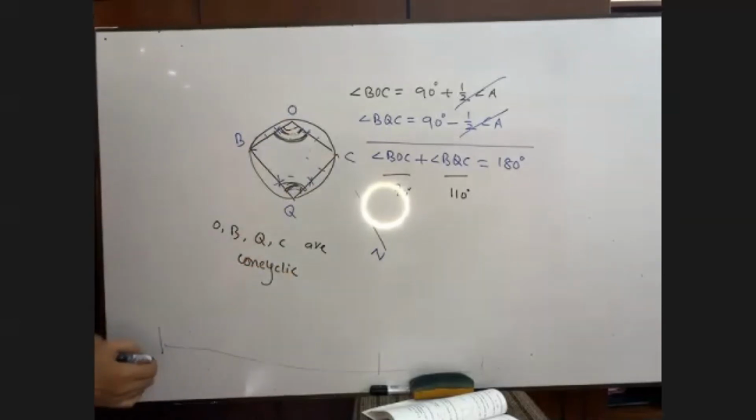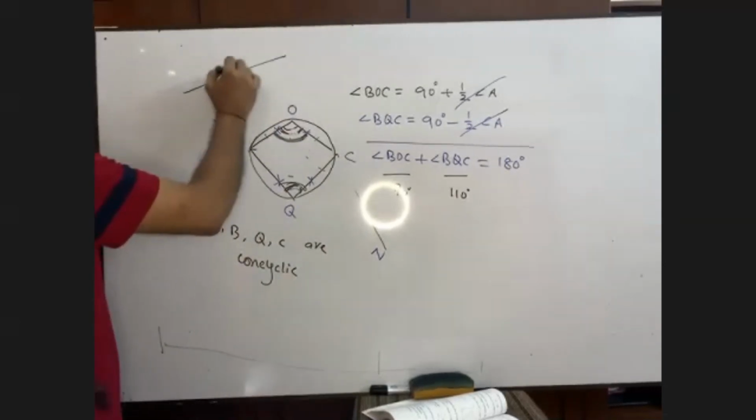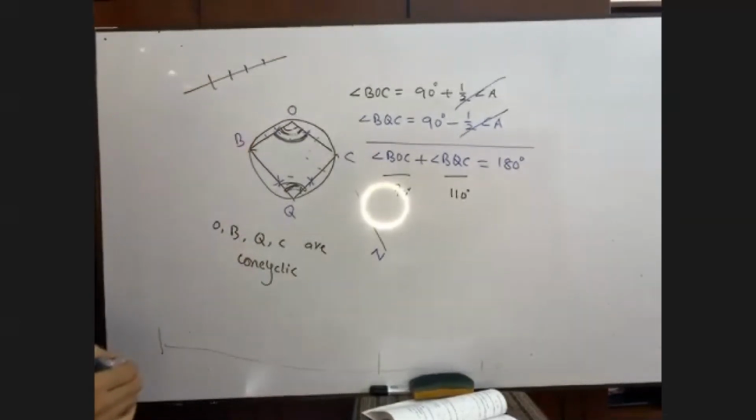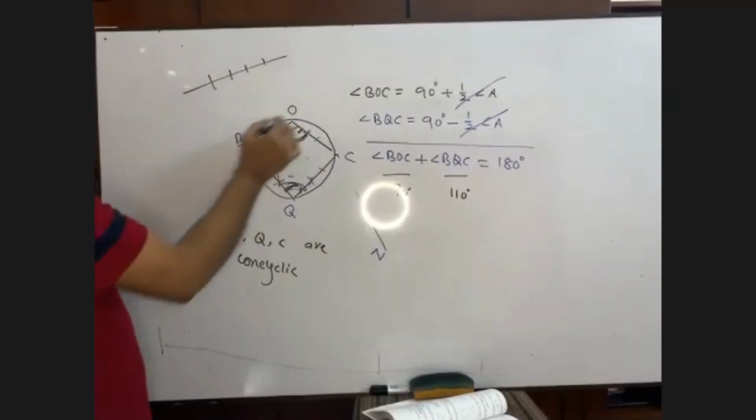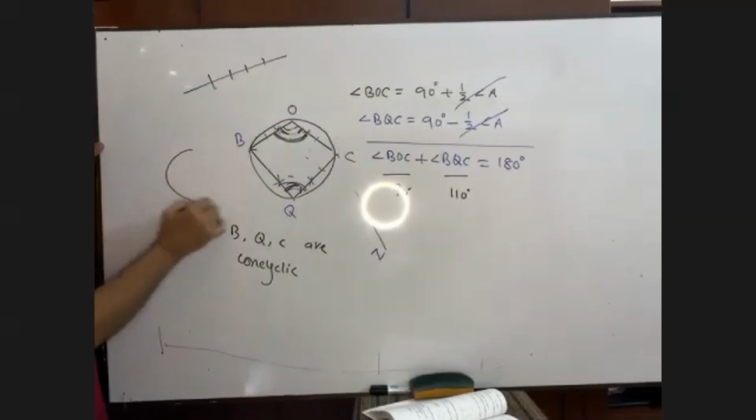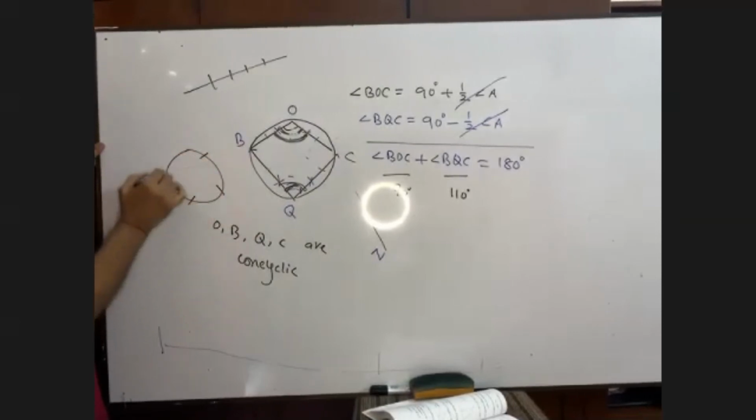Can you remember collinear? When the points lie on the same straight line, it is collinear. Concyclic means when the points lie on the same circle. Same circle.